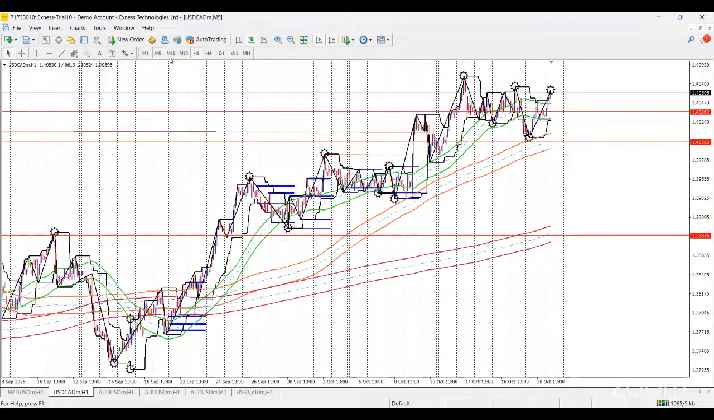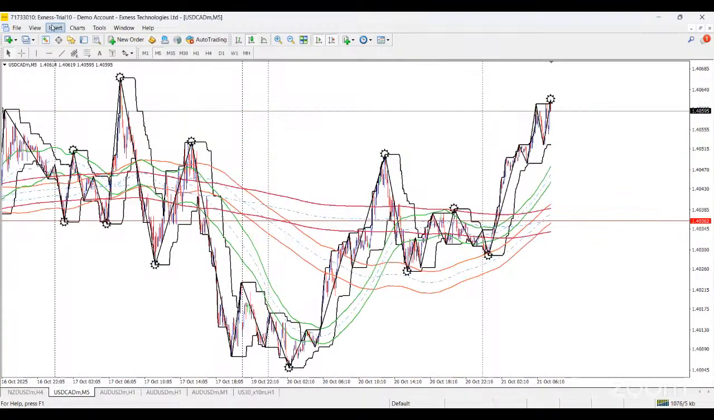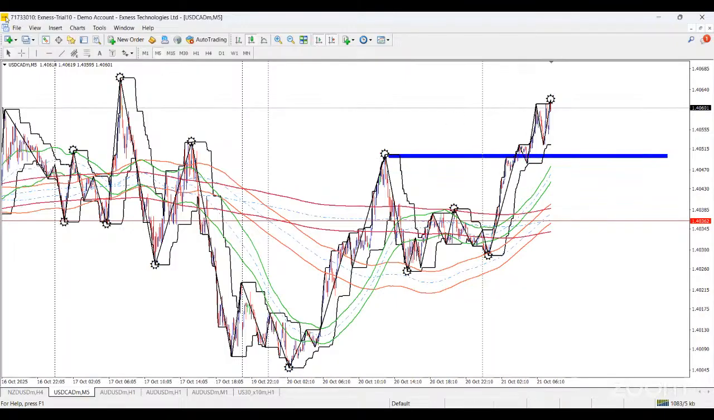On the M5, I'm going to be marking out yesterday's high and low. Again, the same thing, same repetitive step.